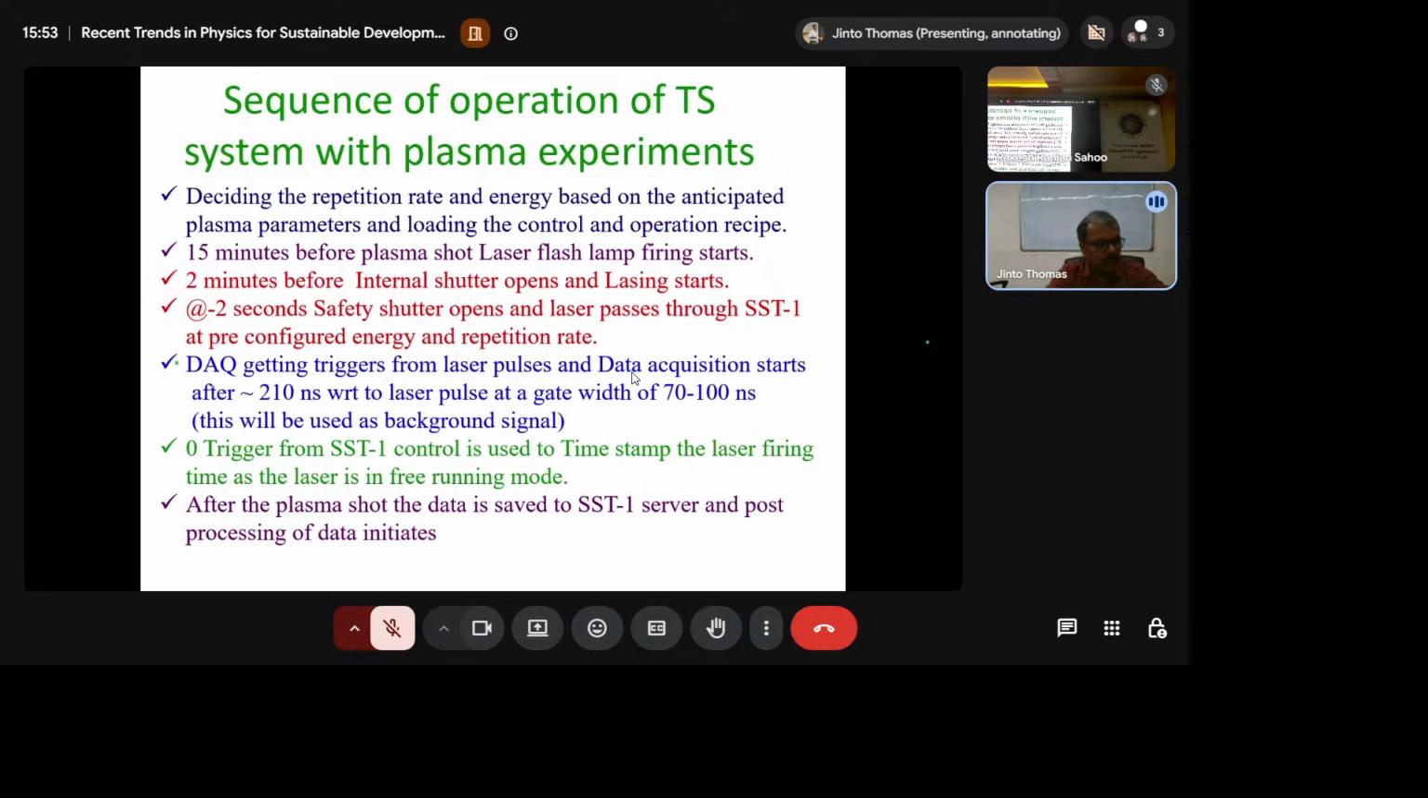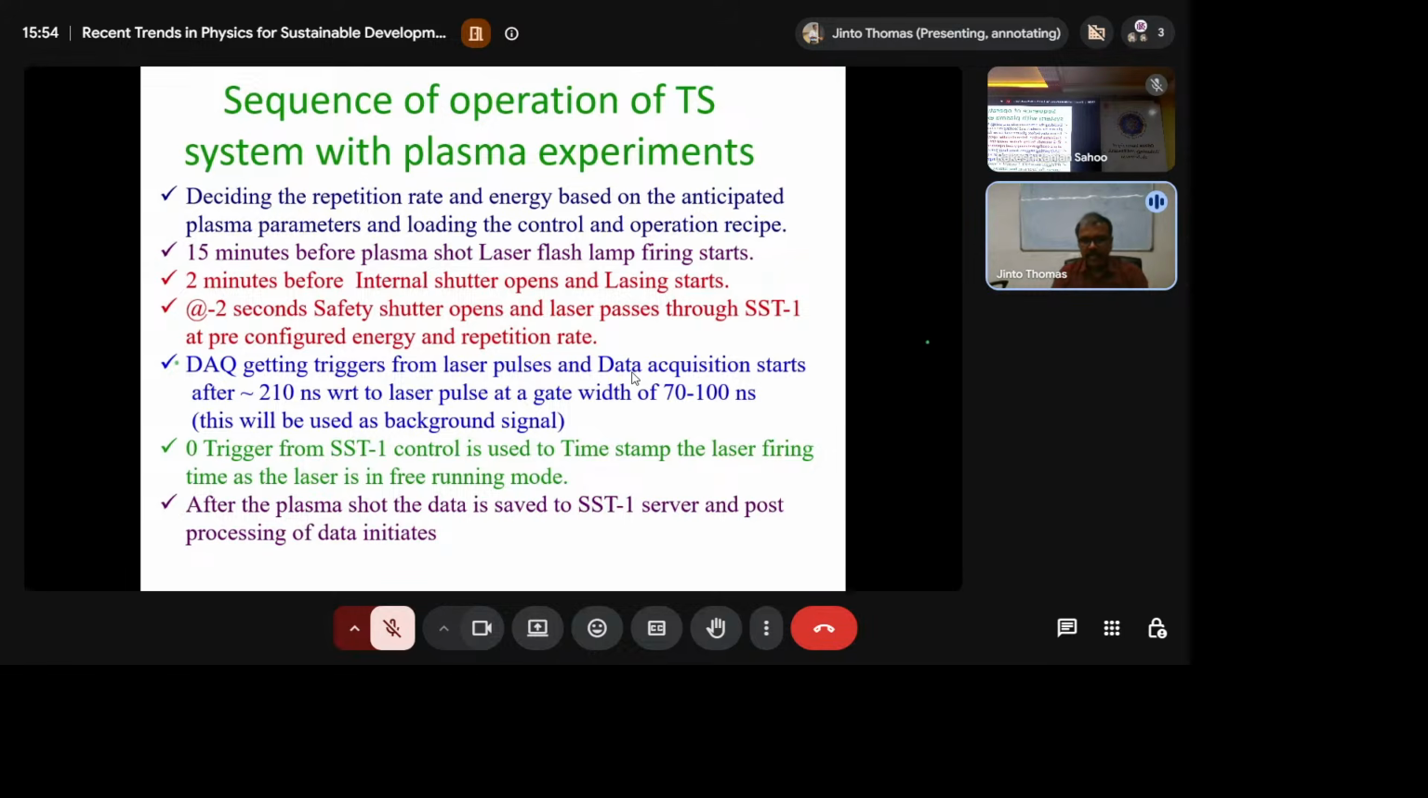Now these are all pulsed events, so there is a sequence you need to follow. At the beginning of the experiment, we decide the repetition rate and the energy of the laser and all that. Around 15 minutes before the plasma shot, all the lasers will be ready for firing. 2 minutes before, the internal shutter will be opening and the laser will start lasing. And 2 seconds before, the safety shutters will be opening and the laser starts passing through SST1 at the pre-configured energy and repetition rate.